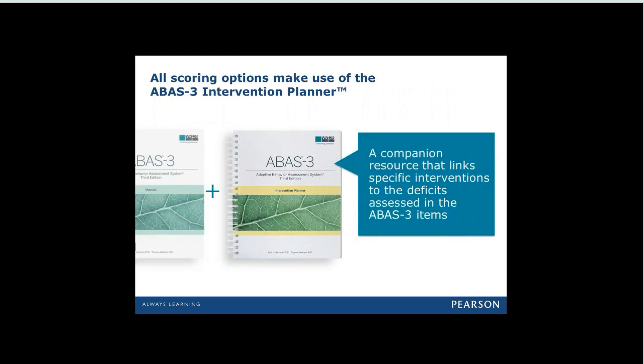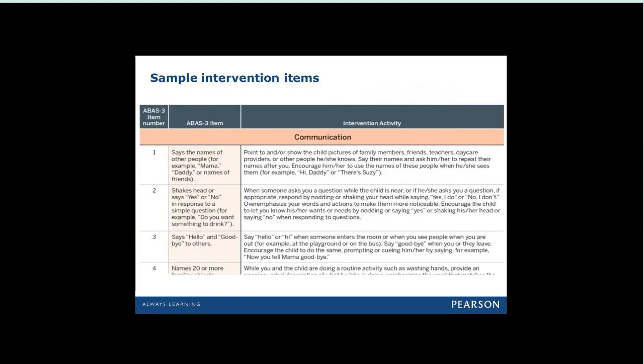As I mentioned, the ABAS 3 Intervention Planner is a nice companion resource, and it does link specifically to any deficits that are identified in the ABAS 3 item by item. So it looks a little bit like this. For example, under communication, item 1, this is for our littlies, of course, says the names of other people, for example, mama, dada, or the names of friends. Some of the intervention activities, if they're not doing that, are to point to or show pictures of family members to the child, any friends, teachers, daycare providers, etc., that they should know. Say their names, ask him or her to repeat the names after you. Again, encourage them to use the names of these people when he or she has them.